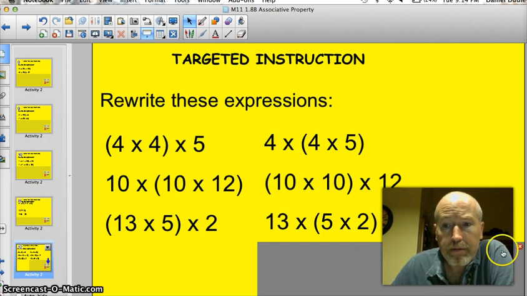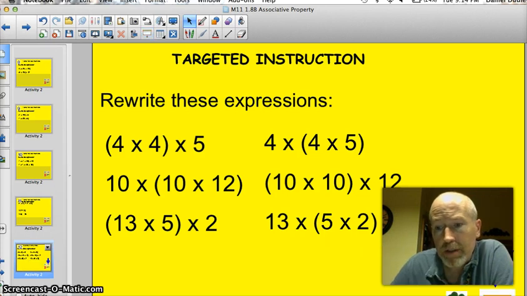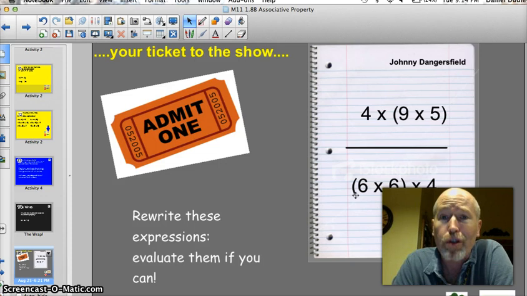Are you ready? All right, let's go to the ticket to the show. Rewrite these two expressions for me and bring them. If you would like to try to evaluate them, that would be wonderful. I would really like that. Bring your ticket to the show tomorrow.